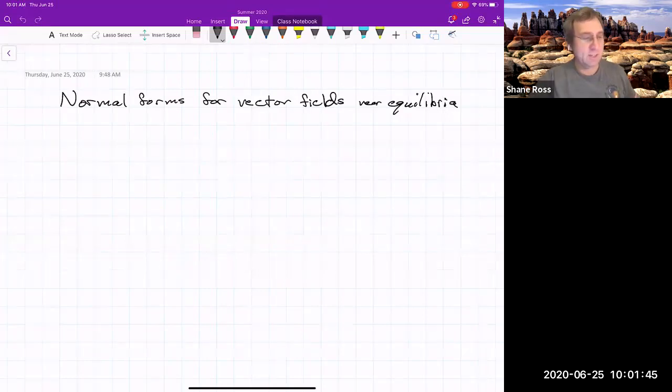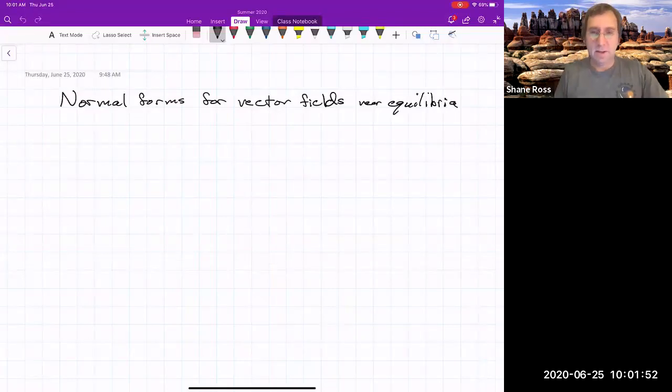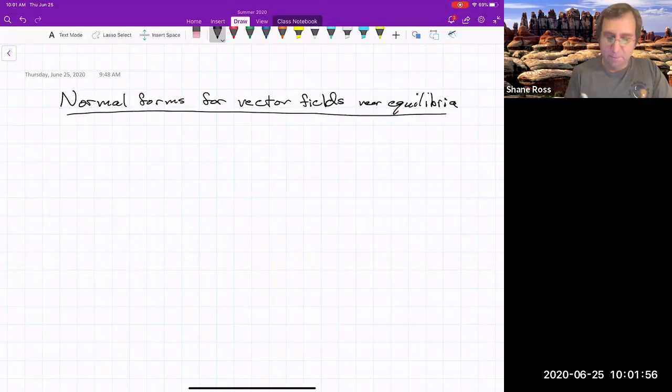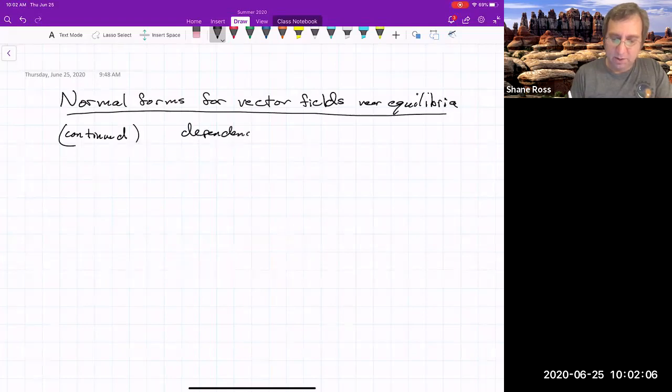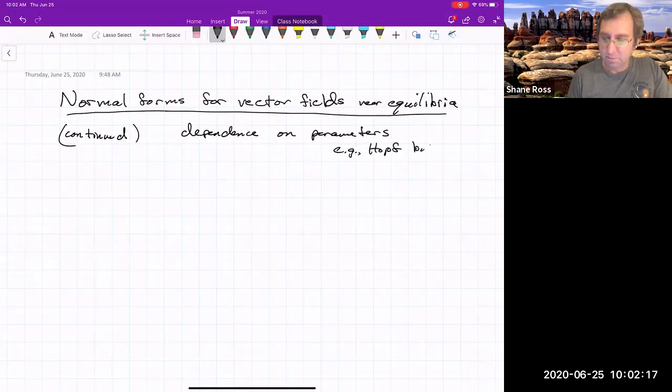So last time, if you didn't see last time, you should see last time, where I introduced normal forms for vector fields near equilibria. We're going to continue on that today. We'll be doing most of today on dependence on parameters, just like we did center manifolds dependence on parameters. We'll look at normal forms dependence on parameters, and a famous one related to a bifurcation, the Hopf bifurcation.